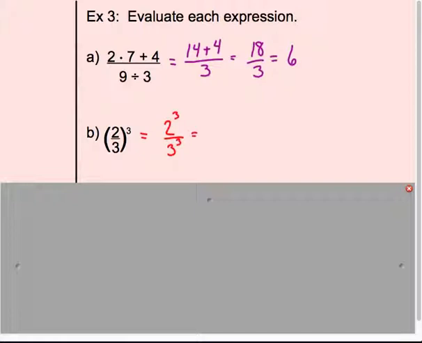Remember, an exponent means multiply the base by itself however many times the exponent is. So I'm going to write this out the long way. For those of you that might need a refresher, if you already know how to evaluate 2 cubed, you can go ahead and skip this step. But what it means is 2 times itself 3 times, because 3 is the exponent. And same in the denominator, I will have 3 times itself 3 times. 2 times 2 is 4, times 2 is 8. 3 times 3 is 9, times 3 is 27.